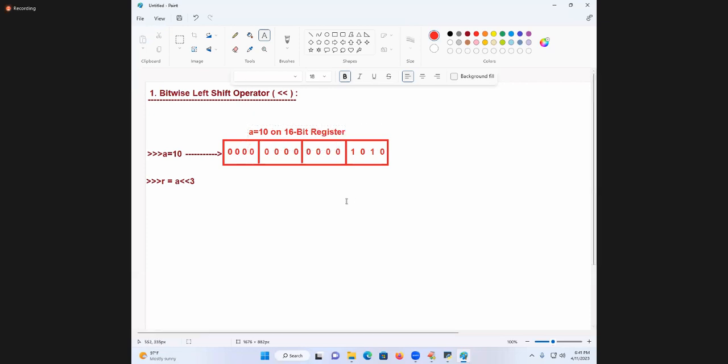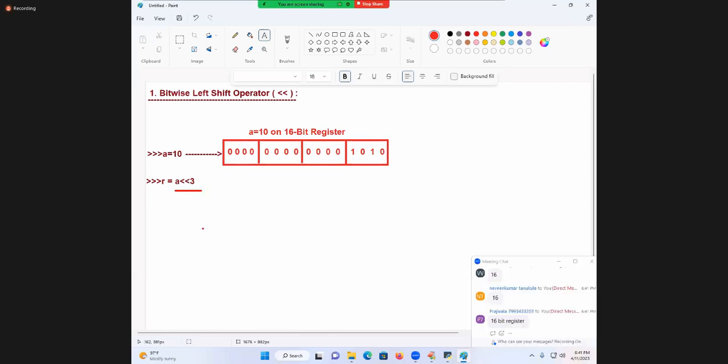Now, after that, A double less than 3. What is the meaning of this? The name itself says left shift. You recognize the arrow itself: which direction is it moving, left or right? That's why it is named the left shift operator. Left shift says how many bits will be flipped off. Flipped off means removed.